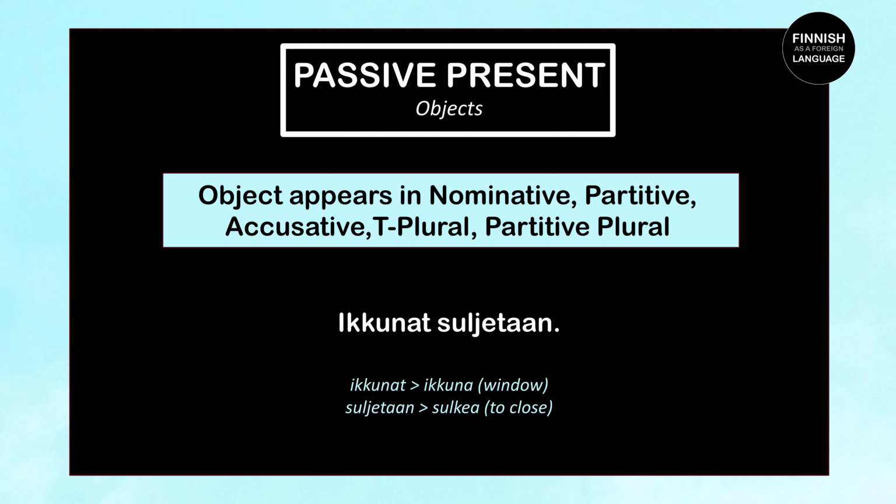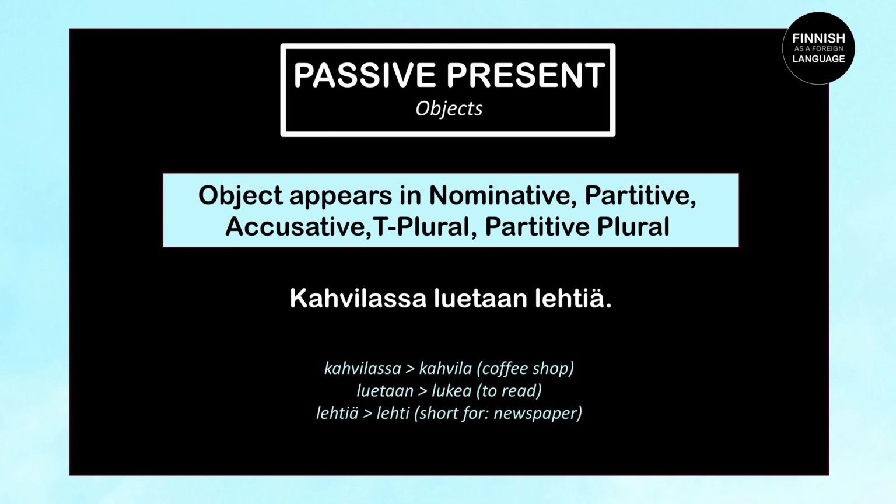Next one. Kahvilassa luetaan lehtiä can be translated as newspapers are read in a coffee shop, or one reads newspapers in a coffee shop. So kahvilassa means in a coffee shop. It's the inessive form of kahvila, which means coffee shop. Luetaan is here our passive present verb. Its basic form is lukea, which means to read. And lehtiä is partitive plural. Its basic form is lehti, which is short for newspaper. Let's repeat. Kahvilassa luetaan lehtiä. Newspapers are read in a coffee shop, or one reads newspapers in a coffee shop.